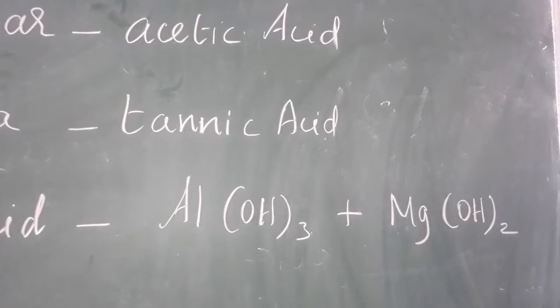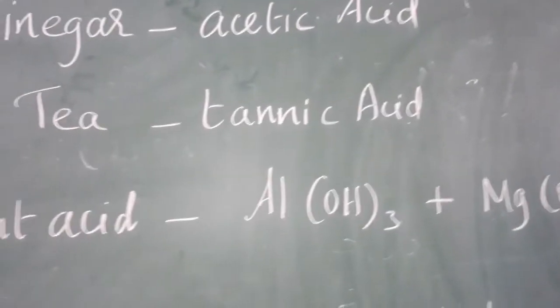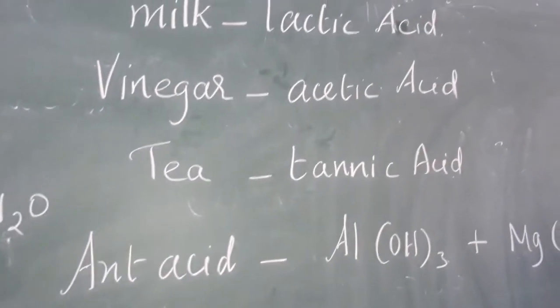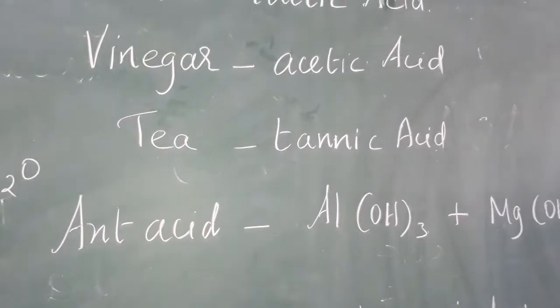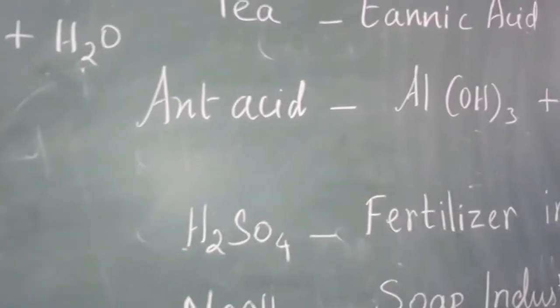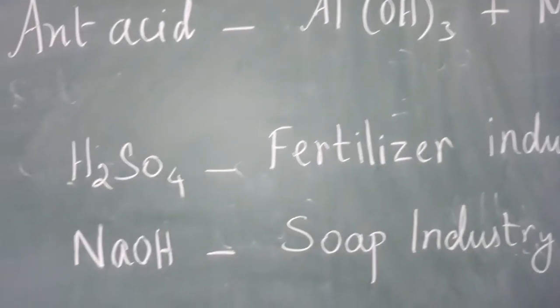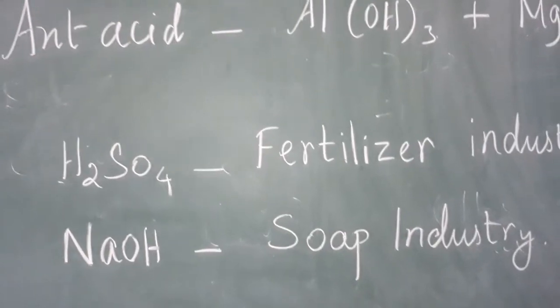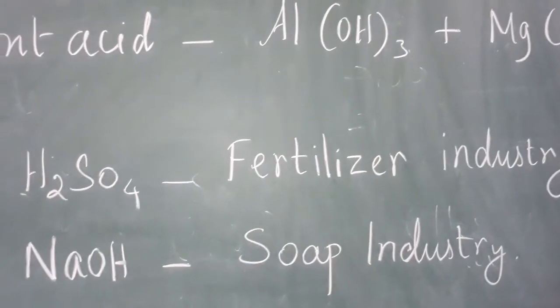That aluminum hydroxide and magnesium hydroxide are bases. So in our daily life, those substances contain chemicals, and acids and bases have some uses. For example, sulfuric acid is useful in the fertilizer industry, and sodium hydroxide is useful in the soap industry. So how do we use these chemicals?